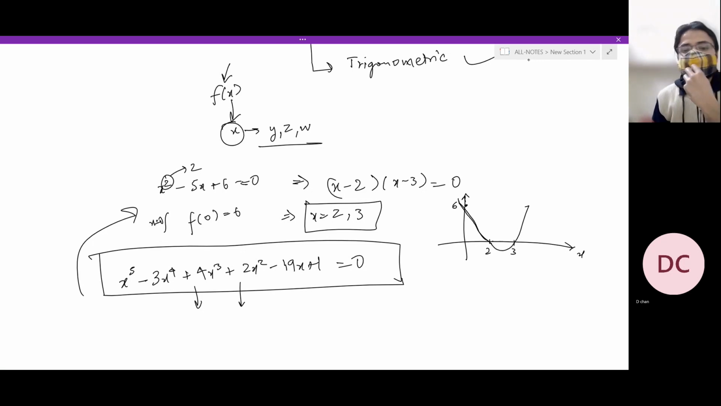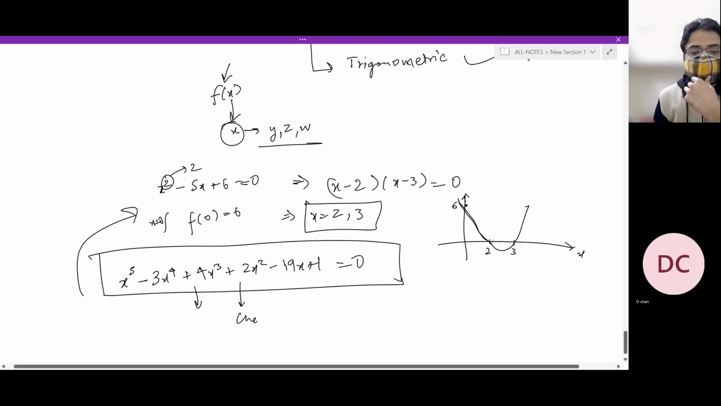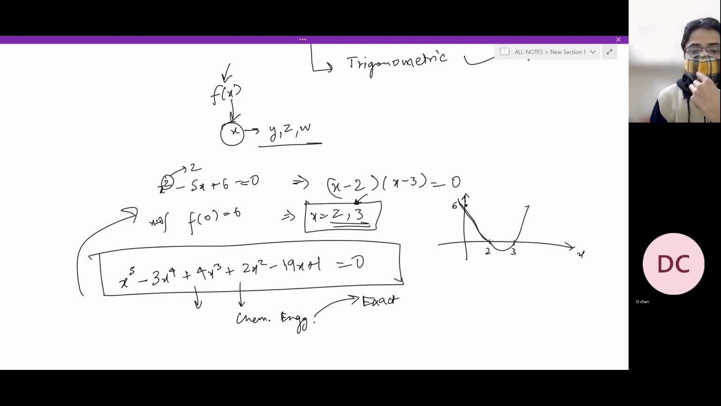Now, what is the key point here in chemical engineering or in any type of engineering? We do not need exact solutions. There are two types of solutions. For example, there is a certain value right here. We are getting x equals 2 and x equals 3. And these two solutions are exactly satisfying this particular equation, right? Yes, sir.